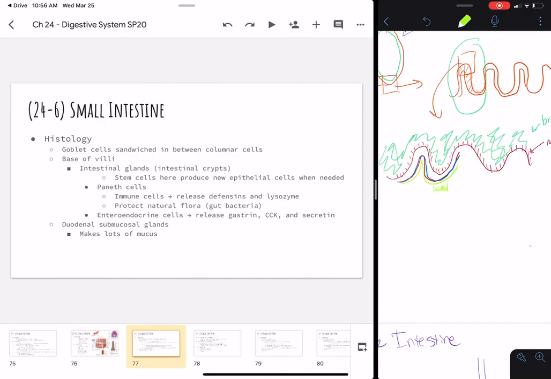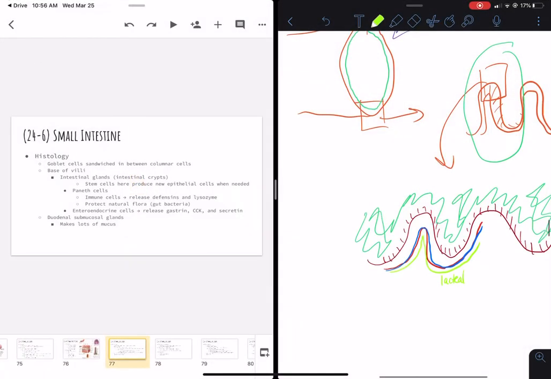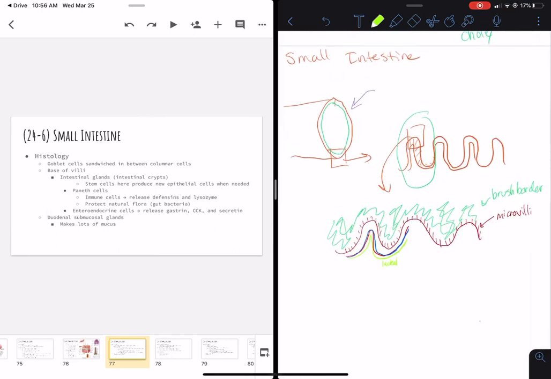All right. We'll also have some goblet cells sandwiched in between the columnar epithelial cells. These will be important in making mucus, so we still have some mucus produced in the small intestine. It's just to help get things moving. At the base of each villi, we'll have those intestinal crypts. Like I said, we'll have stem cells there, and we'll have Paneth cells. Paneth cells are named after someone. I'm not sure who it is. Then we'll also have enteroendocrine cells.